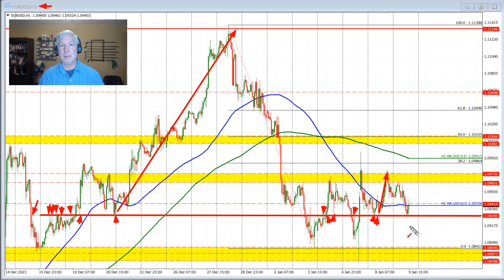We are moving back below, and what do we find? We found support against that old support level again at the 1.0929. So there is some reason to think that, well, maybe we've seen the bottom here. We have higher lows, so on and so forth.